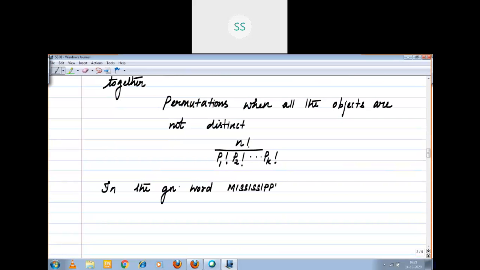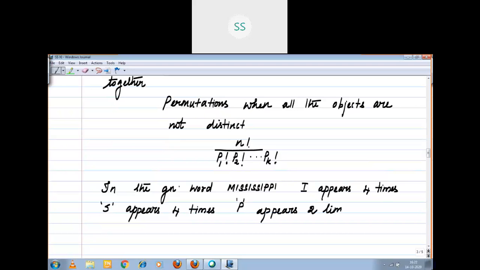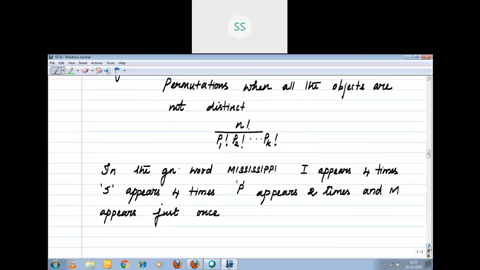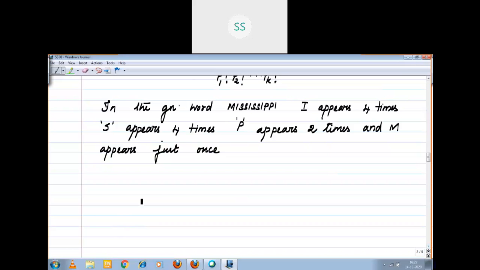Now, in the given word Mississippi, I appears 4 times, S appears 4 times, P appears 2 times, and M appears just once.